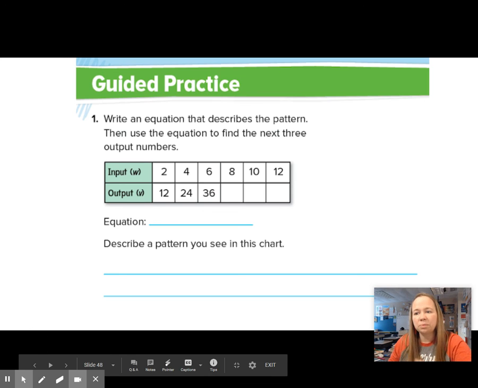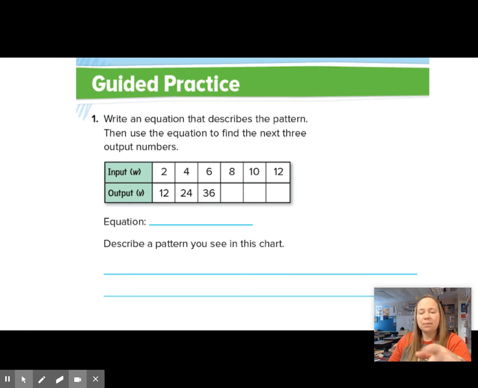All right, take out your workbook. Speaking of your workbook, let's turn to page 446. Hit pause when you're ready. Hit play and join me.